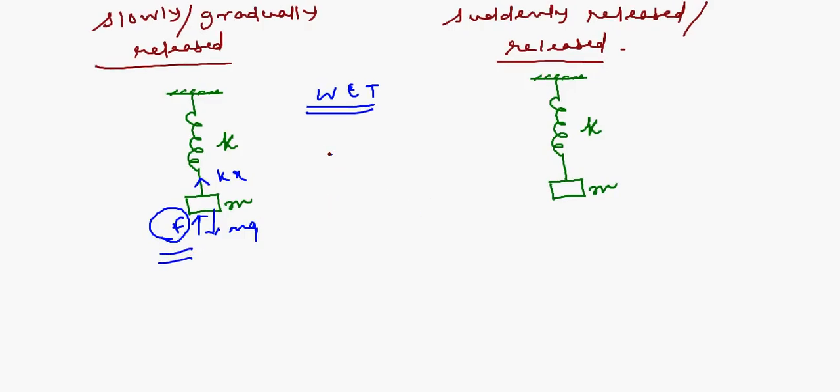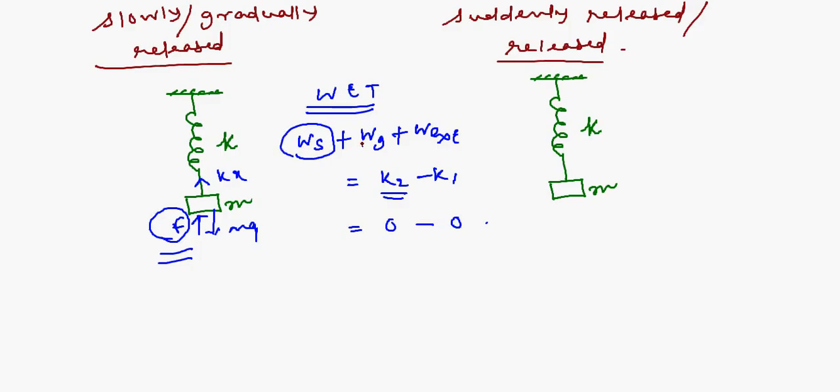Because if we use work energy theorem, then work done by the spring plus work done by gravity plus work done by the external force is K2 minus K1. The final kinetic energy is 0 as the velocity was 0. Initial also it was 0. This one we can calculate. This one we can calculate, but this work done by the external force F we can't calculate as it's not given to us.